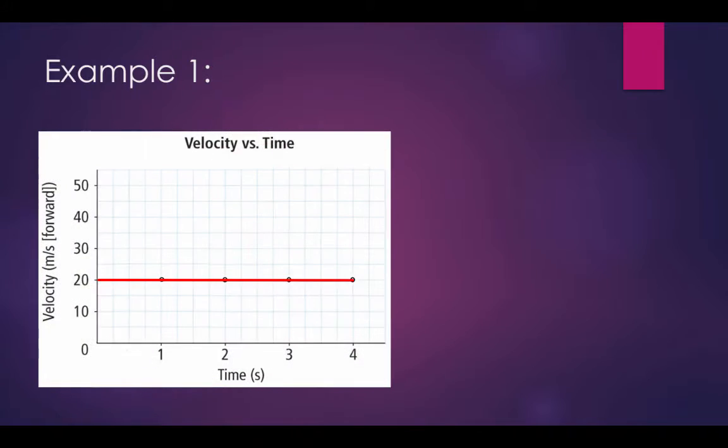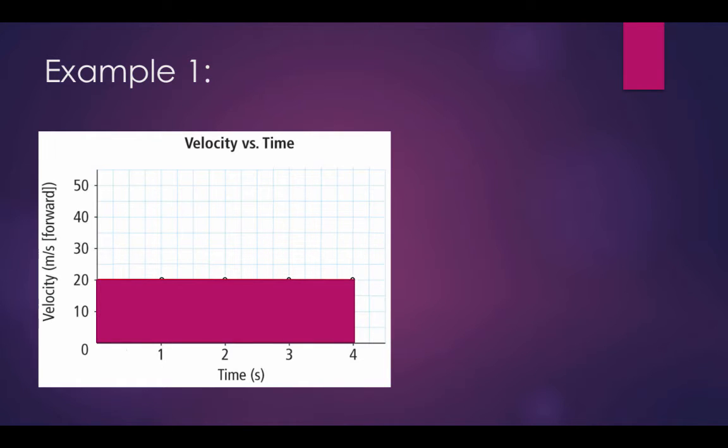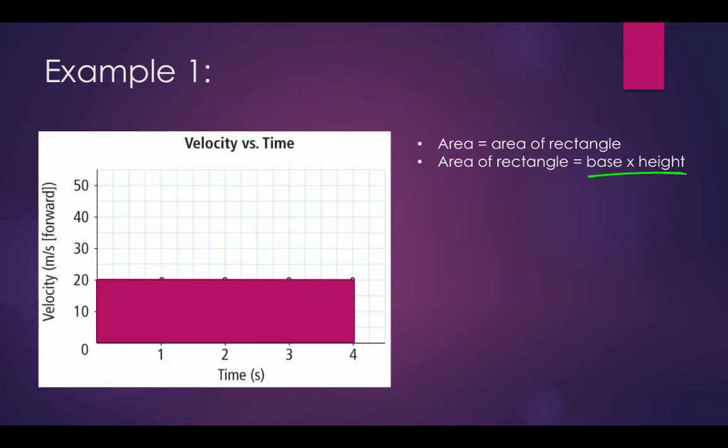For our first example, we will use this velocity time graph from earlier lessons. It shows an object that is traveling at uniform motion. Its velocity is a constant of 20 meters per second forward for the entire trip. To calculate the area of this graph, we simply need to recognize that the shape is a regular rectangle. The area of a rectangle is calculated by multiplying the base with its height.